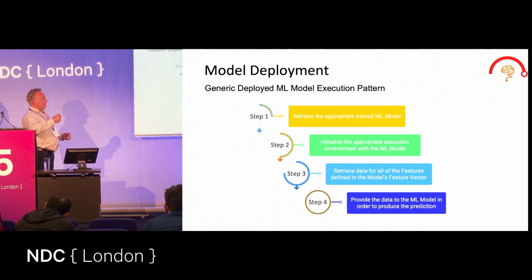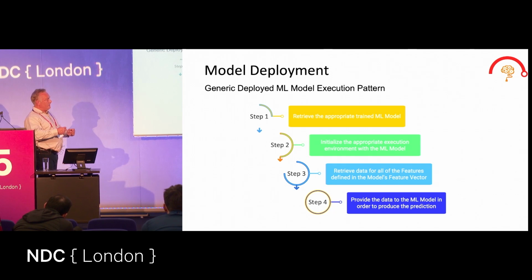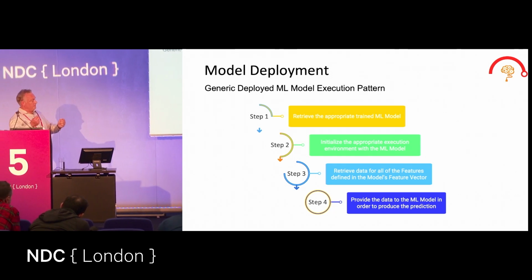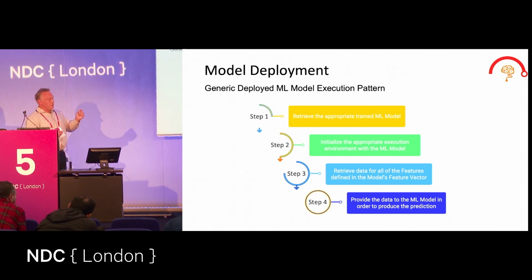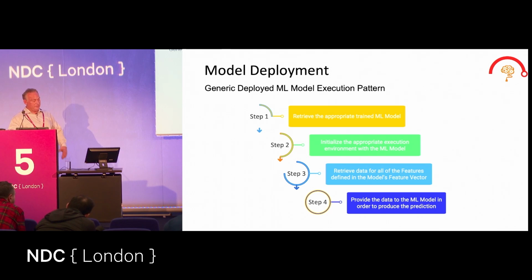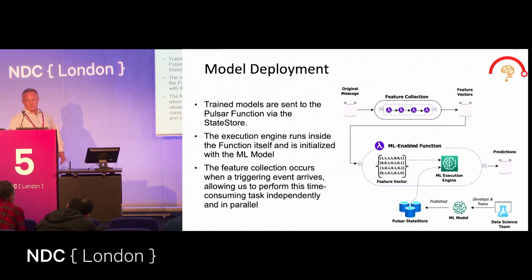And so again, you retrieve the data for all the features defined in the model, using a separate set of Pulsar functions, which we'll talk about in a pipeline manner. You do it in parallel, and then you just pass that data in as expected, just map it in. It's a real simple mapping function, and you run the model and get the result.